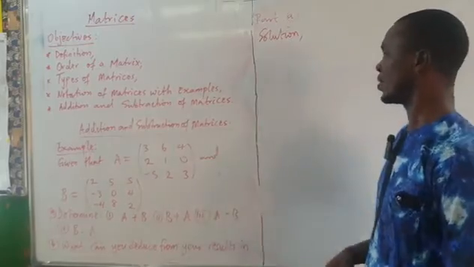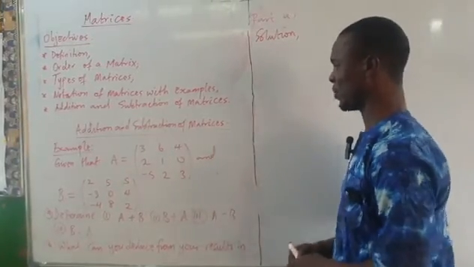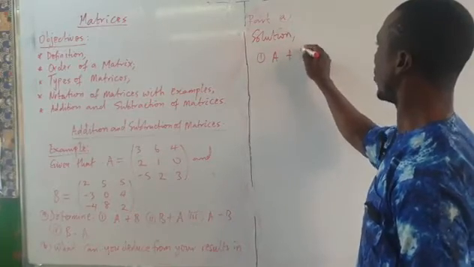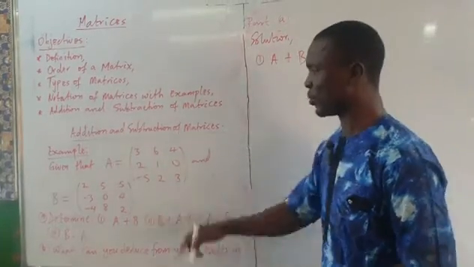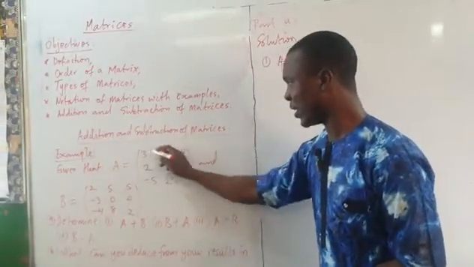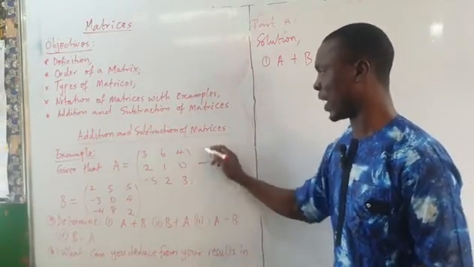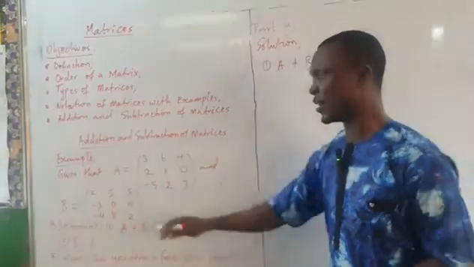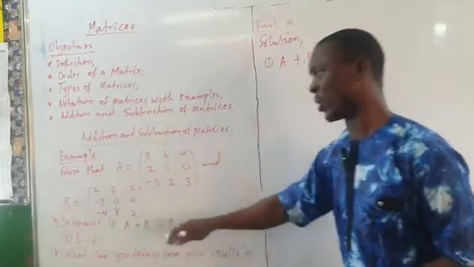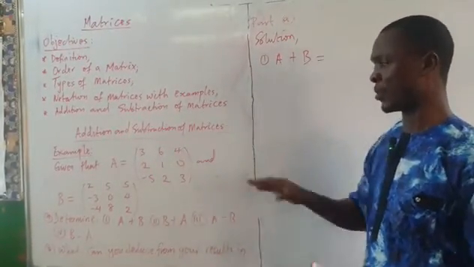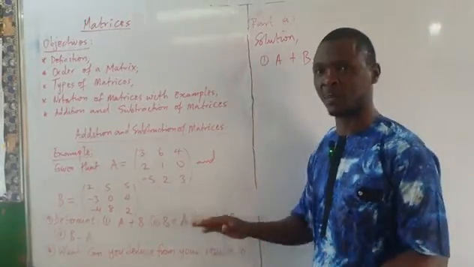So solution. The question says A plus B. So Roman figure 1 is A plus B. But before we can add A to B, you check the order of matrix A. We have 3 rows and 3 columns. That is a 3 by 3 matrix, that is the order of matrix A. Then matrix B is also a 3 by 3 matrix. So we are allowed to add and subtract because they are of the same order.